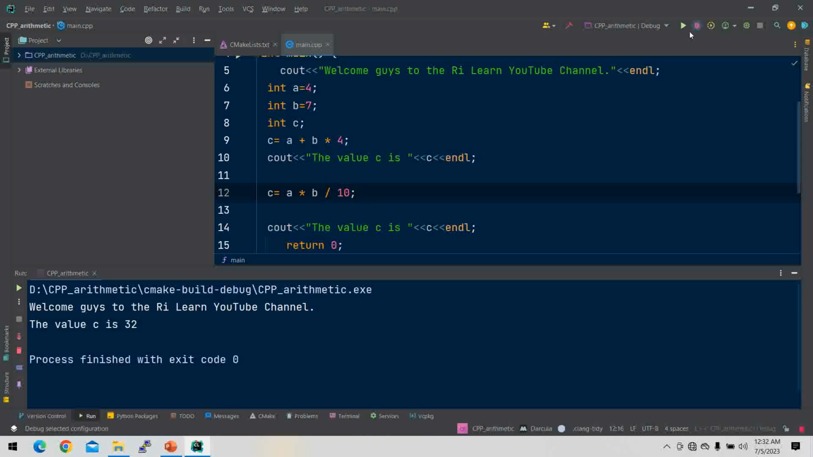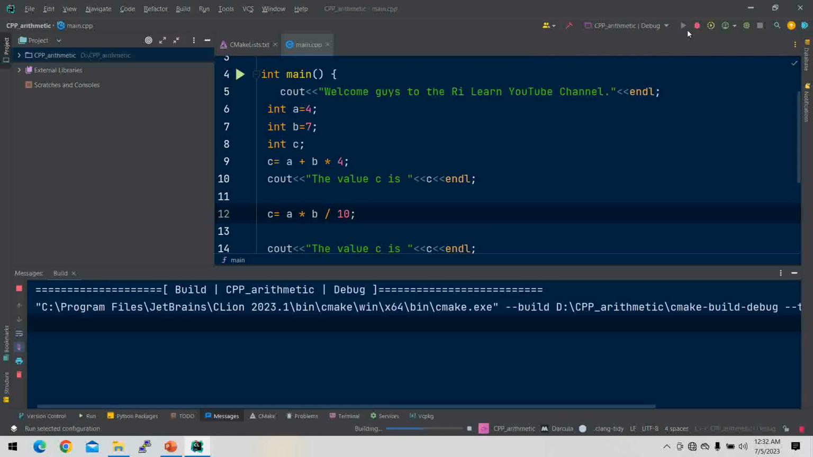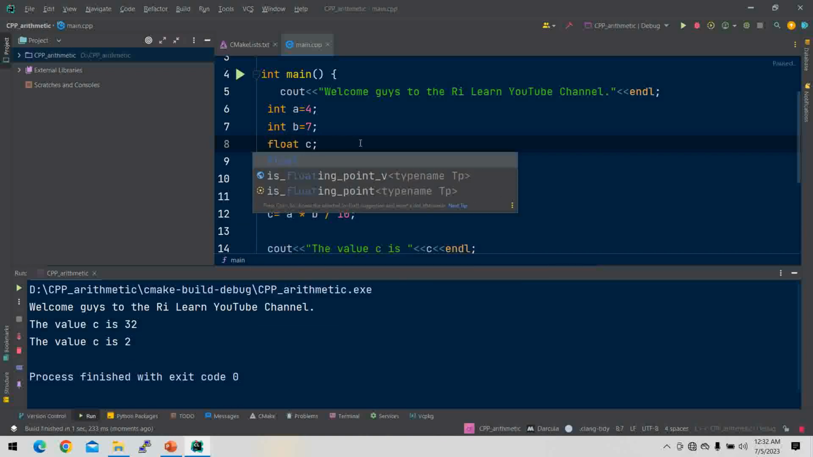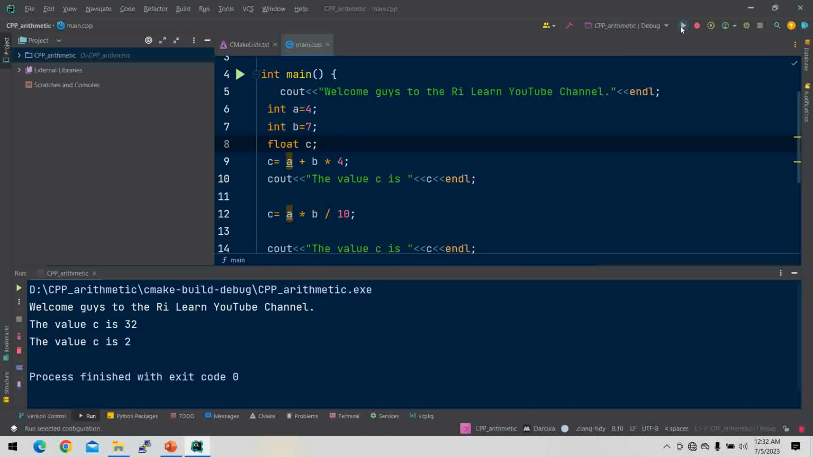Okay, then let's check. Have you seen 2? Because 28 divided by 10 is 2.8, then the remaining part is dropped, because since we are using int, the result will be displayed only as the integer part. For example, if we use a decimal type like float, then everything will be displayed, point something.